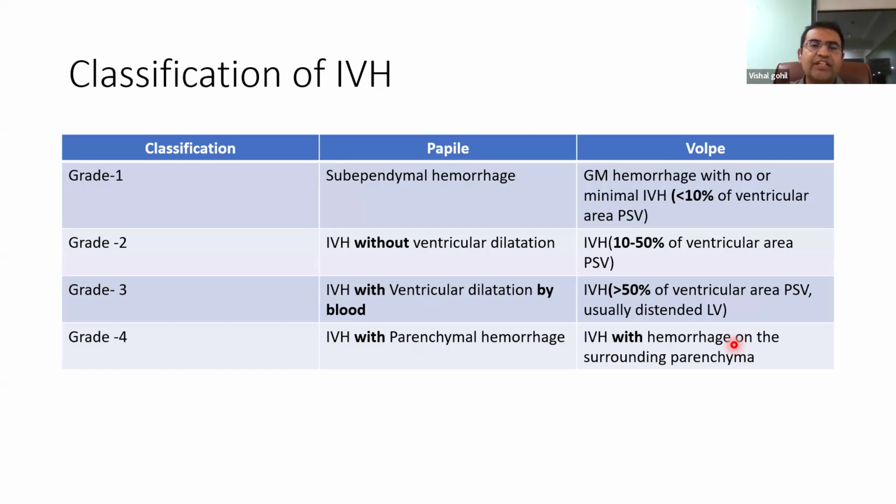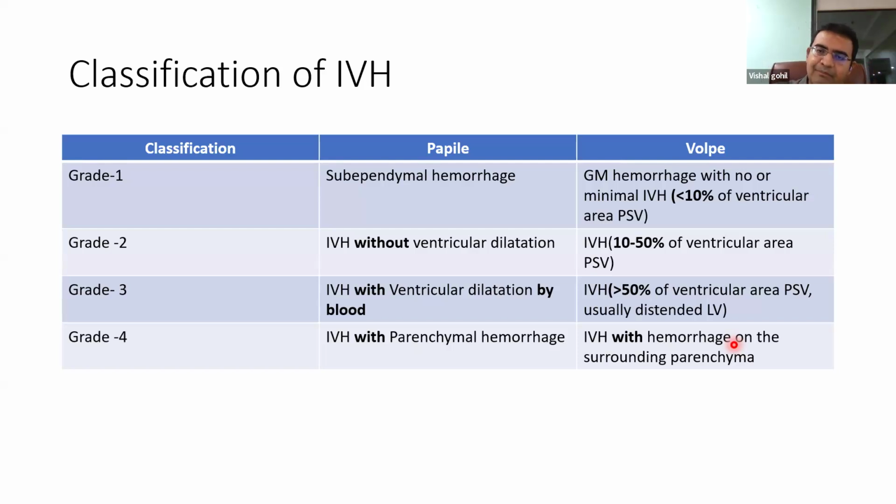If the bleed leaks into your ventricular cavity, but not in a sufficient amount to cause ventricular dilatation, that is your grade 2 IVH. If the blood leaks into the ventricle in a sufficient amount to cause ventricular dilatation, that is your grade 3 IVH. The most important point to remember in grade 3 is that the dilatation must be by blood, not by CSF. What is grade 4? When you see blood outside of your lateral ventricle, like in the parenchyma, that is your grade 4 IVH. What about the Volpe classification, which is based on your ultrasound?